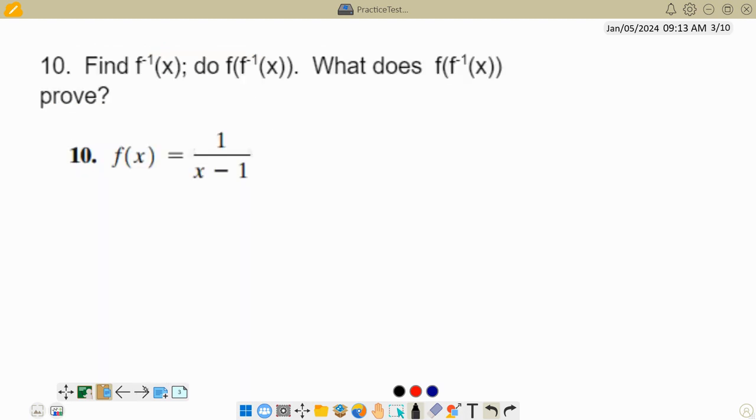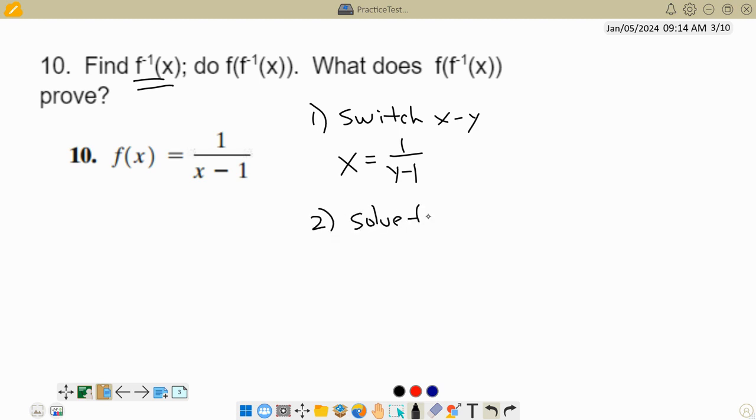Number 10, it says find the inverse. So this is where you switch the x and the y. Step 1 is switch x and y, right? Switch x and y. And so let's do that. I go x equals 1 over y minus 1, okay? Step 2, solve for y.